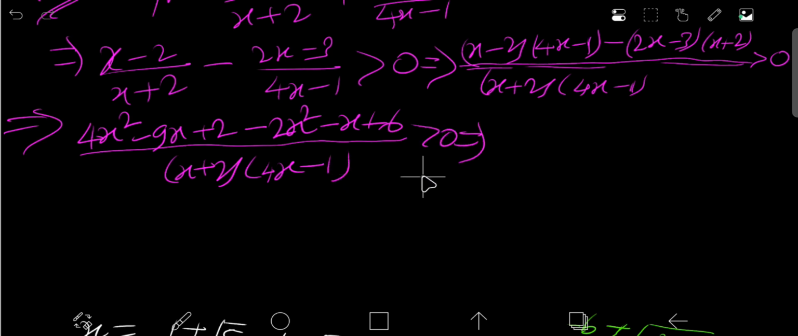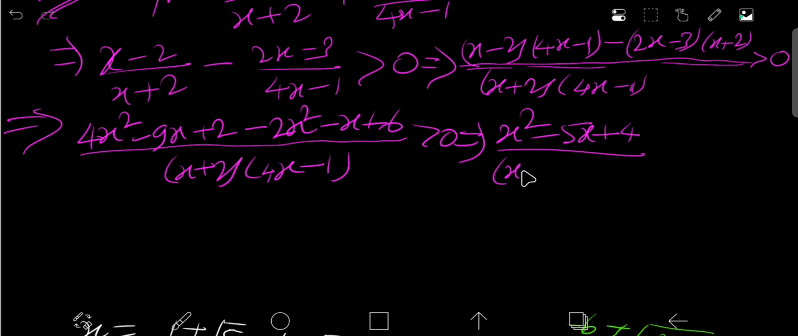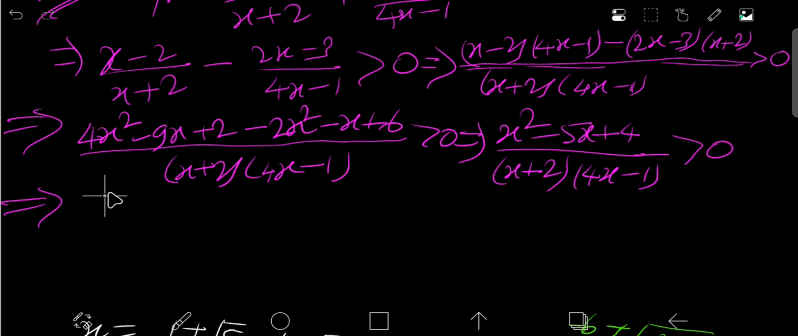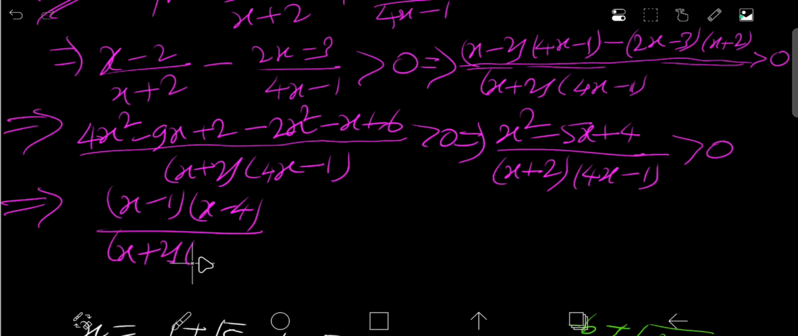In the next step, this gives (x square minus 5x plus 4) divided by (x plus 2) and (4x minus 1), greater than 0. Now when we factorize this, we get (x minus 1) and (x minus 4) divided by (x plus 2) and (4x minus 1).